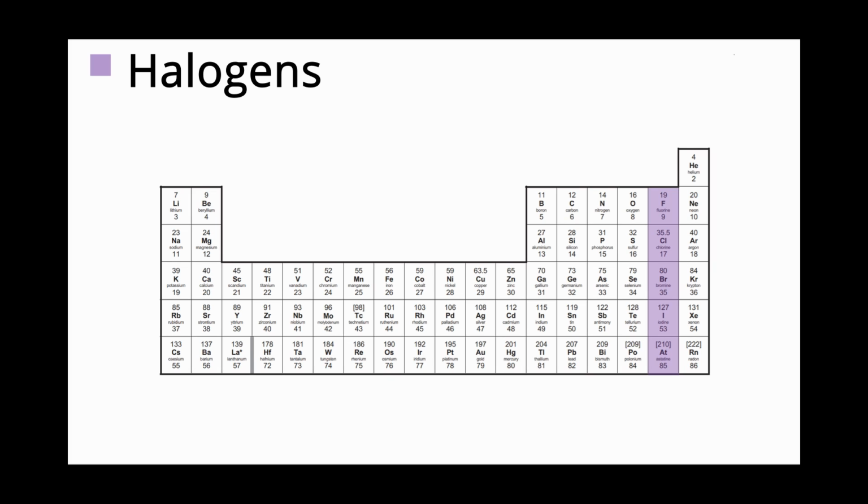Next, we have halogens. These are very reactive with group 1A. They have 7 valence electrons. Remember, 8 is the magic number. So these halogens can easily get 1 electron from group 1 and become happy.